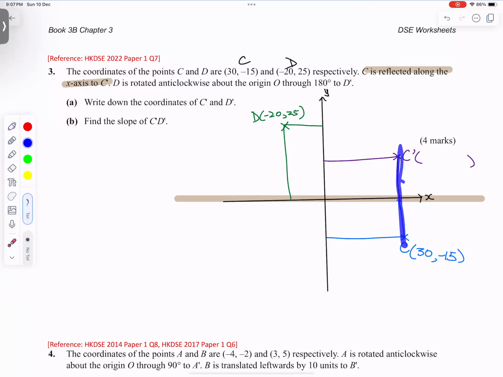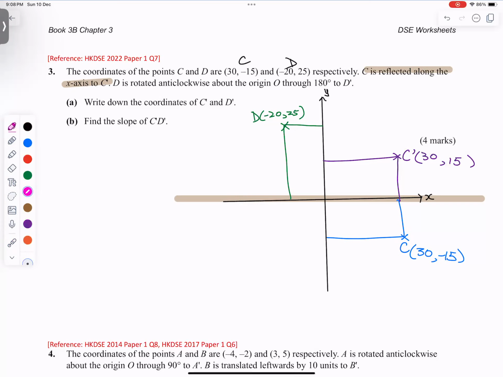Is your X changing? This point is 30. The X is not changing, but the Y is changing. Originally, it's at the negative side. Now it's going to the positive side. So what's your new C? 30 and 15. Good. Yep. How about D?